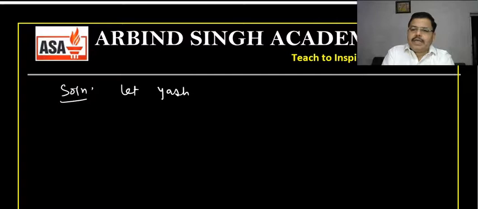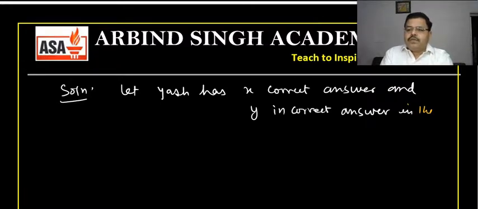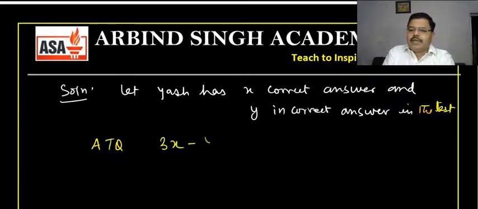Let Yes have x correct answers and y incorrect answers in the test, right? So what will happen? According to the question, for each correct answer 3 marks, so 3x, and for each incorrect answer minus 1, so minus y marks, and that is equal to 40 marks.